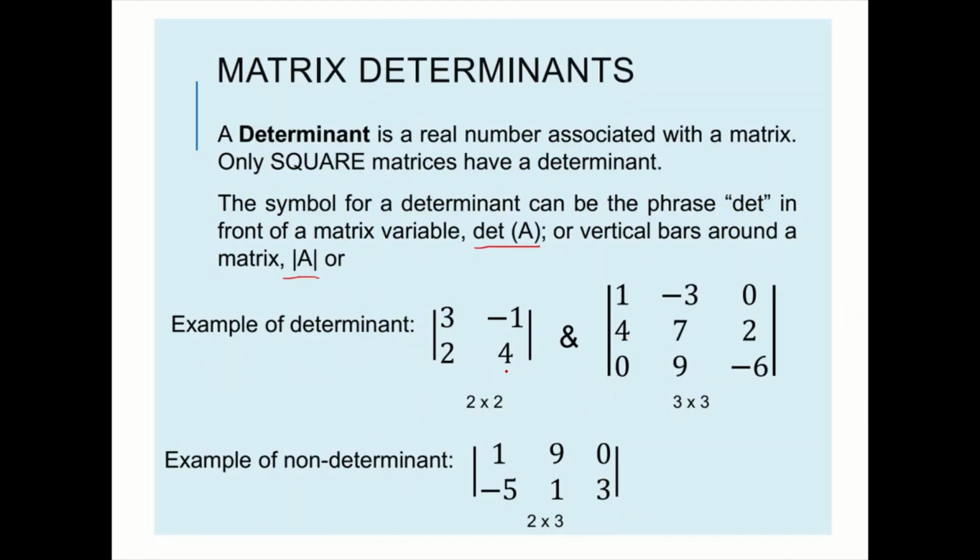Now, the determinant is only applicable for a square matrix. What does a square matrix mean? A square matrix means that the matrix is in a square form. As you can see here, this matrix is not a square matrix. We have 2 rows and 3 columns. Therefore, the determinant doesn't exist for this type of matrix.